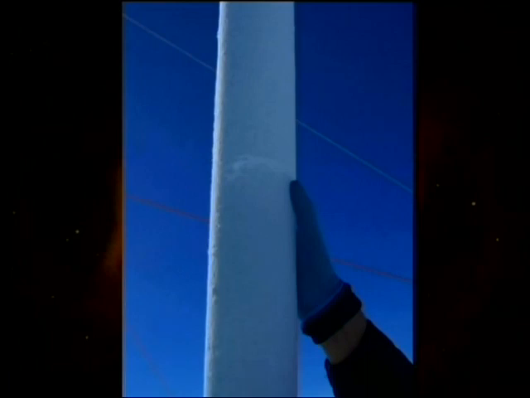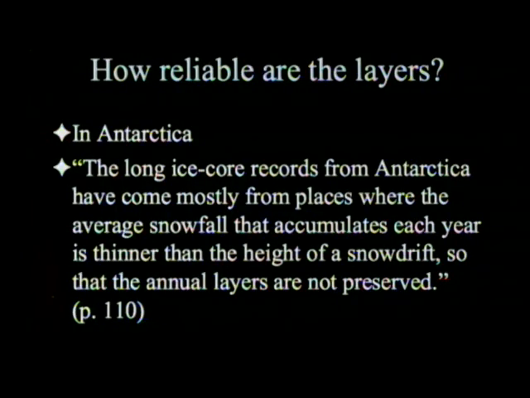A lot of people think that this is ringed all the way down. Well, it isn't. In fact, in Antarctica, it's worse because according to Alley, and remember, Alley's a protagonist, so he has no reason to minimize all this stuff. The long ice core records from Antarctica have come mostly from places where the average snowfall that accumulates each year is thinner than the height of a snowdrift, so that the annual layers are not preserved. And that's why I didn't make a big deal about Antarctica, because you're not talking about annual layers. So you measure stuff down and you hope you've got it right, and you hope that all of your rings correspond to years, but there are no rings. So from the point of view of Antarctica, you can't make a really good argument. The only thing you can do is say, well, that's too much snow to have fallen in such a short time. That's the only argument you can really make.